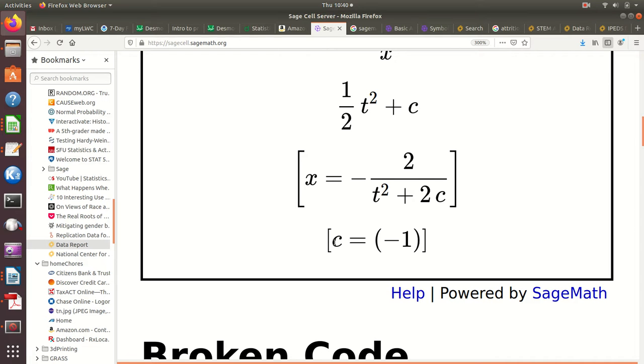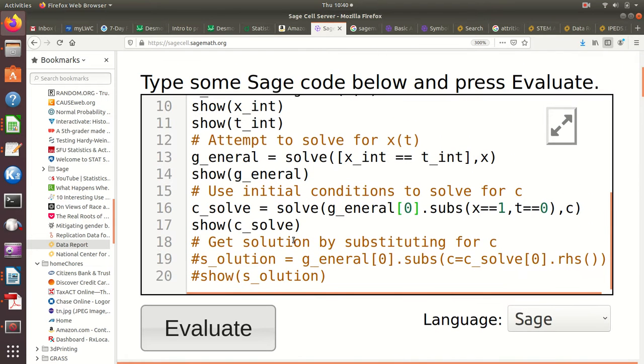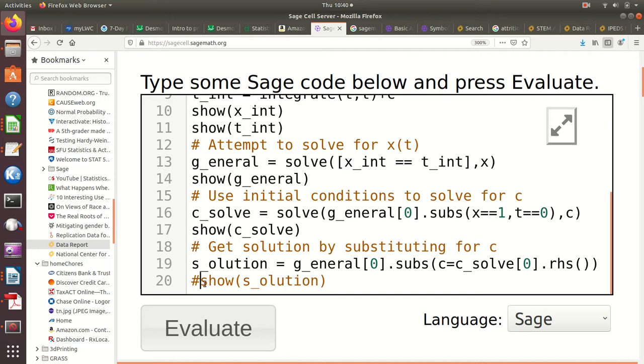Now that's also in brackets, so when I go to use that, I'll have to use that same trick of using brackets and 0. So now I get the full solution by substituting in for c. And so my solution here, again, I'm using that little trick I was saying, s underscore and then the rest of the word solution for my variable name. So solution is, in this case, I take that general solution again, but I substitute just c.